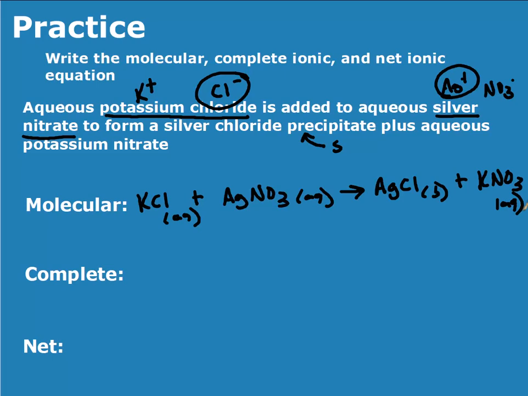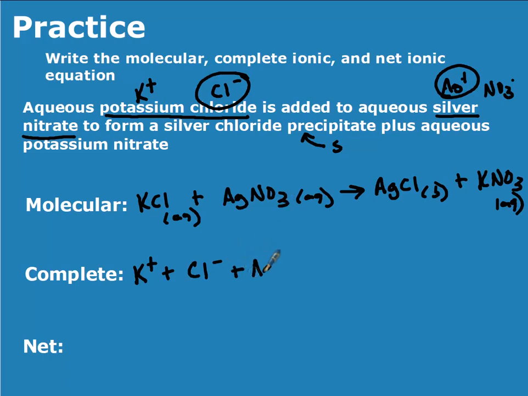When doing the complete, everything that dissociates should be shown broken apart with a charge. You can just put K with a plus, or you can put K with a plus with an AQ. All of our ions are always going to be aqueous, so I'm going to leave off the AQ just for space sake. But you should know that the potassium ion and chloride ion are both aqueous. We can't have ions that aren't surrounded by water.